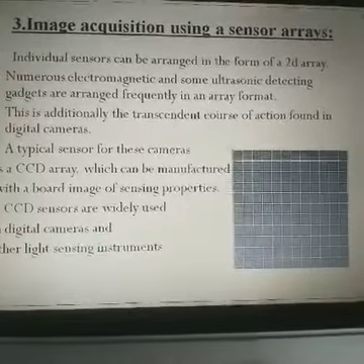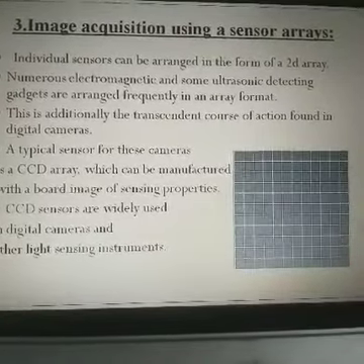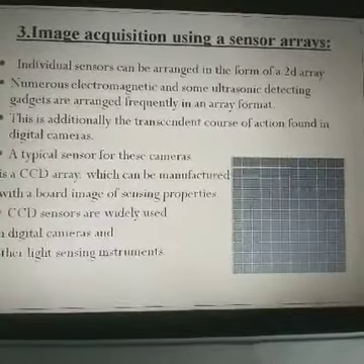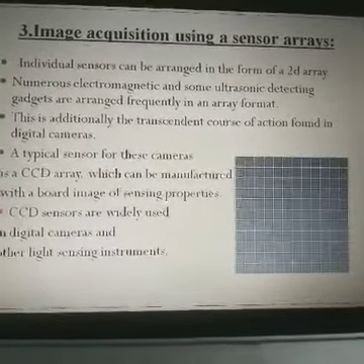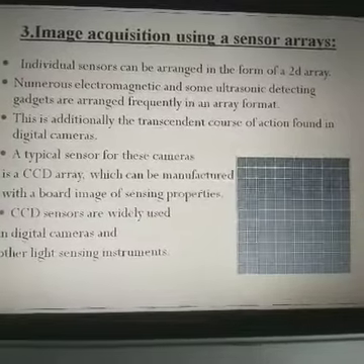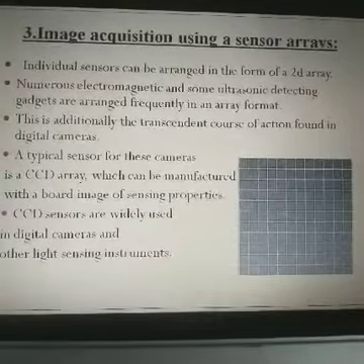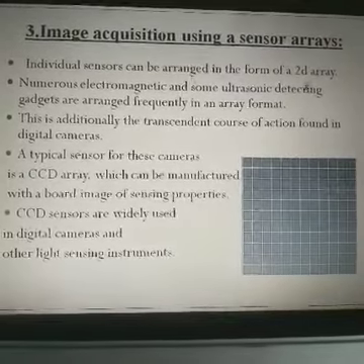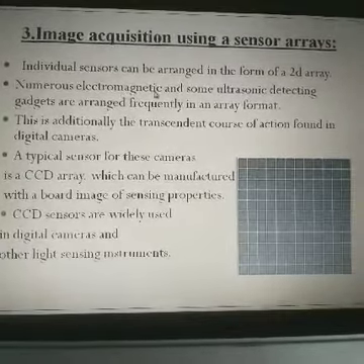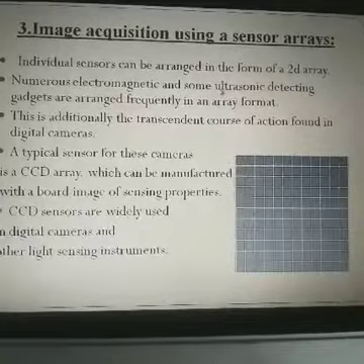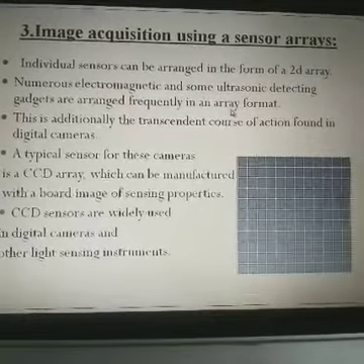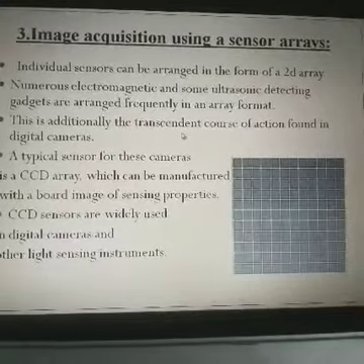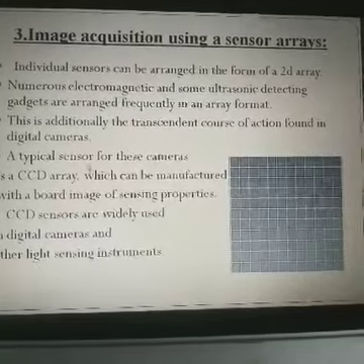The third and last one is image acquisition using the sensor array. There are multiple individual sensors arranged in the form of an array, so the individual sensors can be arranged in a two-dimensional array. Numerous electromagnetic and some ultrasonic sensing devices are arranged frequently in an array format. This is also the arrangement found in digital cameras.